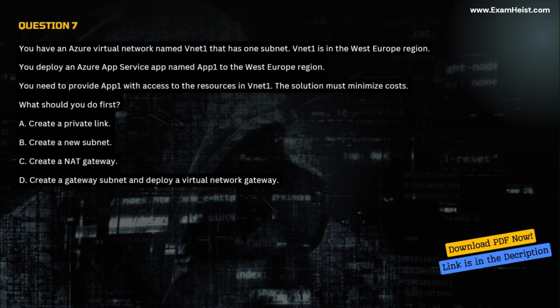A. Create a private link. B. Create a new subnet. C. Create a NAT gateway. D. Create a gateway subnet and deploy a virtual network gateway.